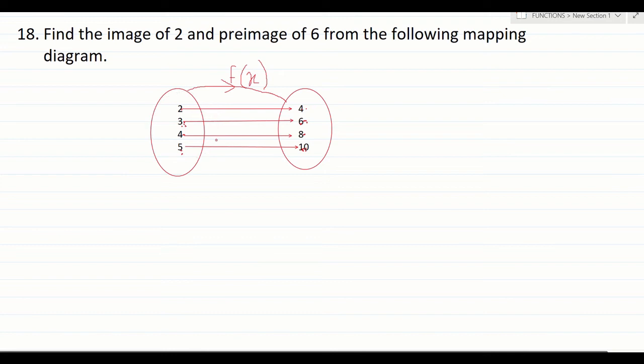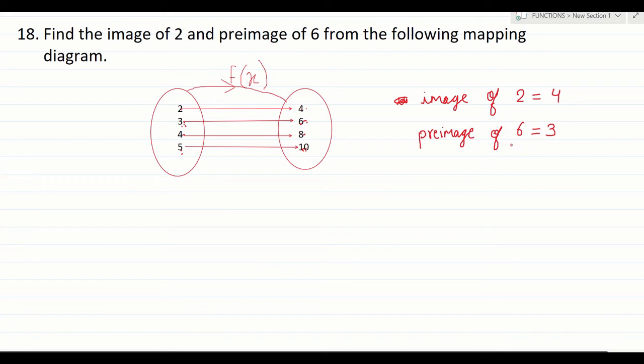So is this clear? So we can write image of 2 is 4 and pre-image of 6 equal to 3. Is this clear? Okay, now let's go to the next question.